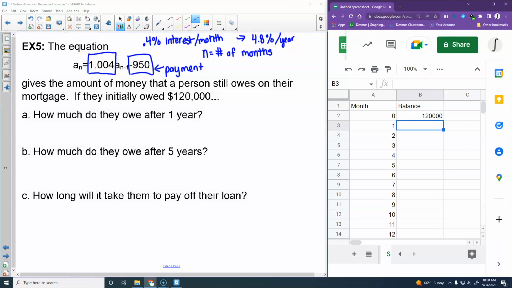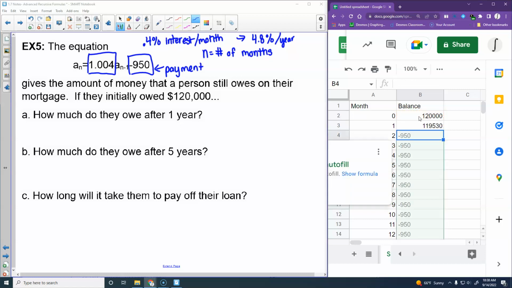All right, so here we're just going to put in our formula, 1.004. Instead of A sub n minus 1, we just click on the cell before it. That puts our B2 minus 950. If you hit enter, you see after that first month, look at what's happening here. This is frustrating.